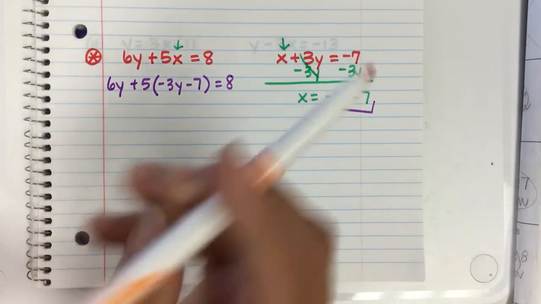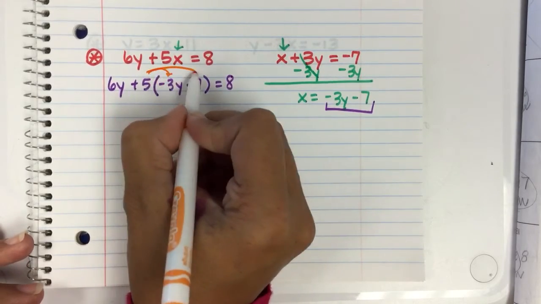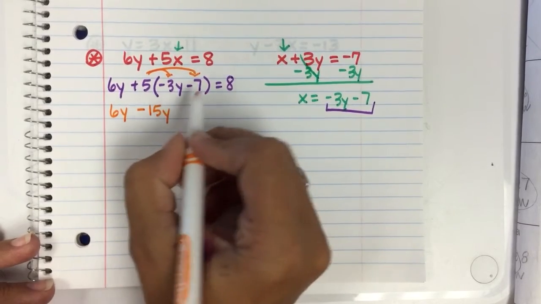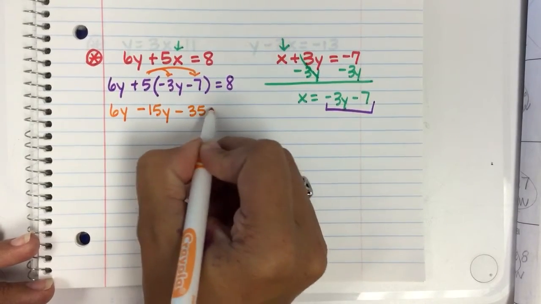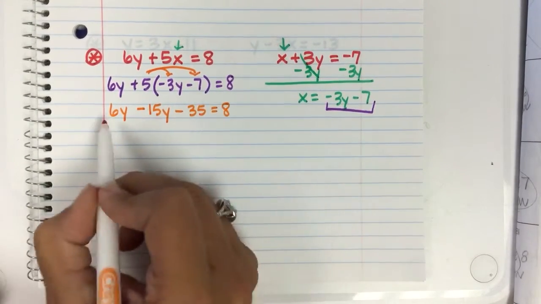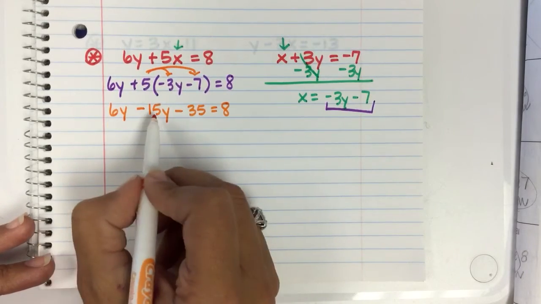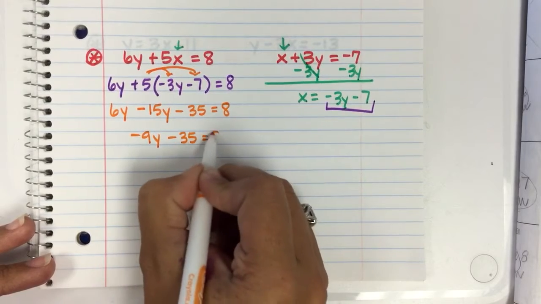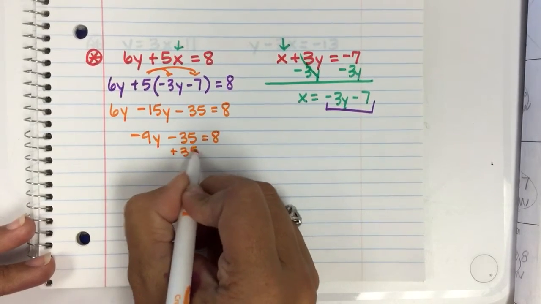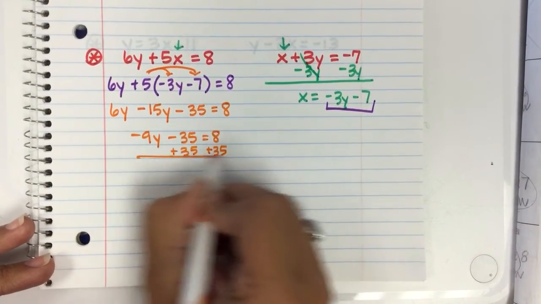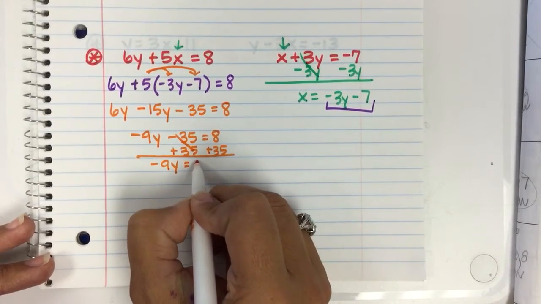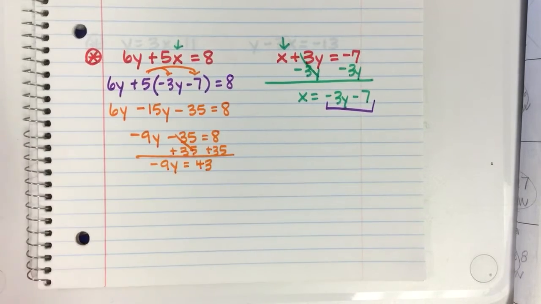Now to solve that, I'm going to use distributive property. So I'm going to say 6y minus 15y minus 35 is equal to 8. Combine like terms. 6 minus 15 is negative 9y. Minus 35 is equal to 8. Add 35. Negative 9y is equal to 43.